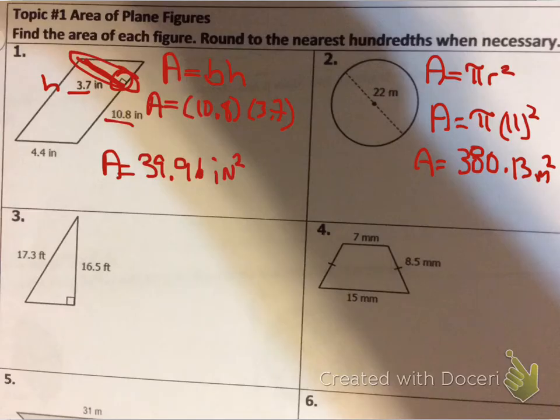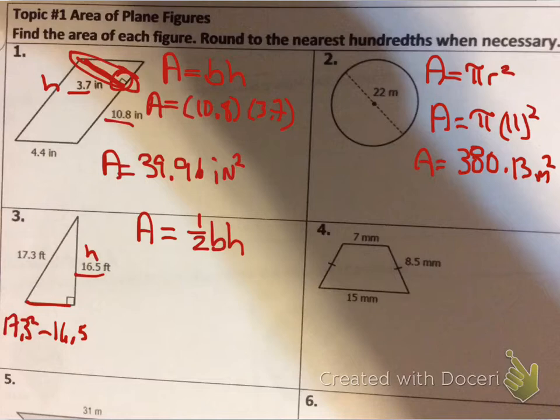Alright, so now let's look at this one. For a triangle, the area is equal to 1/2 base times height. Here's your height. Your base is right there, so we've got to find that. That means we'd have to do the Pythagorean theorem. So I would do 17.3 squared minus 16.5 squared, because that's a hypotenuse and you should subtract. That should get you about 5.2.